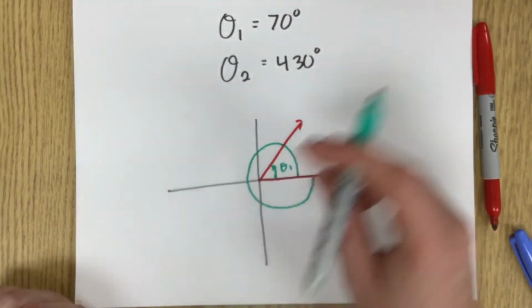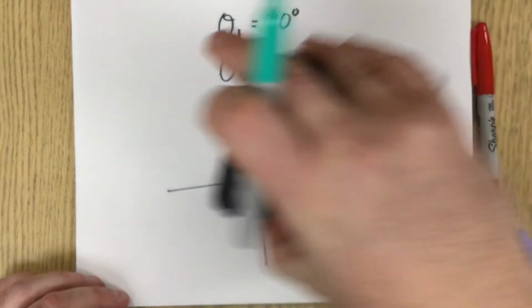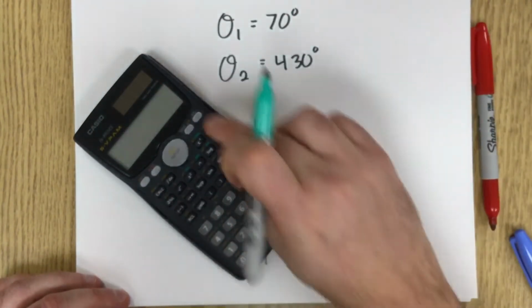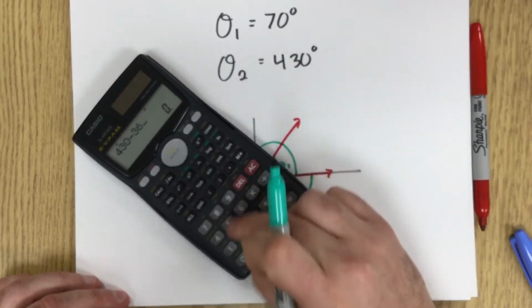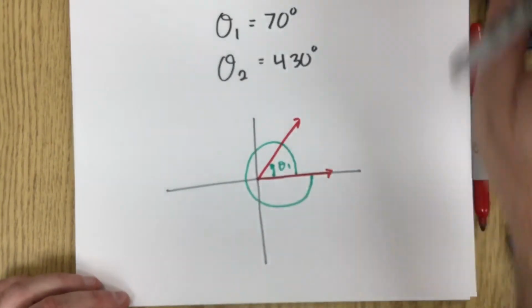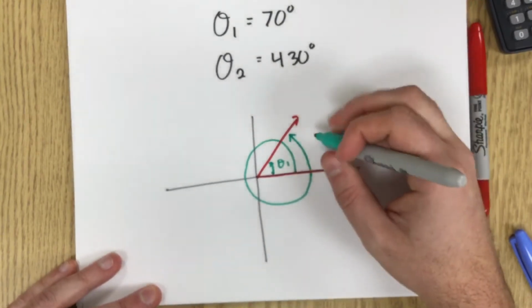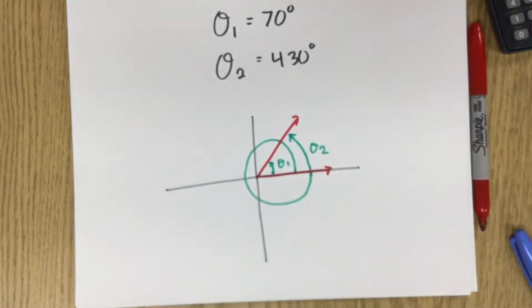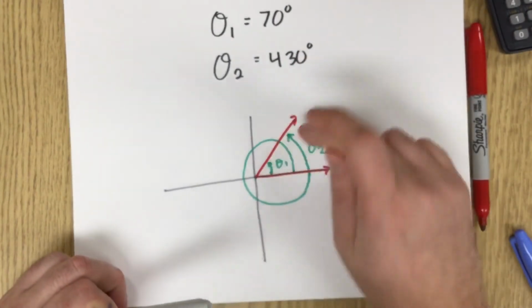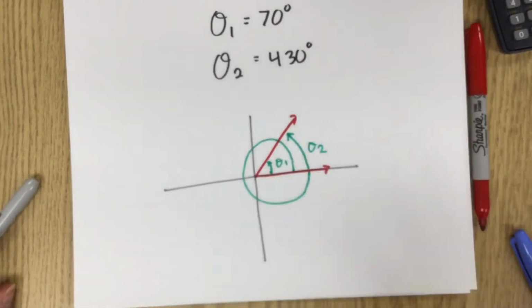that's going to be 360, and what's left over is 430 minus 360. Whoops. 430 minus 360 is 70. So it's actually going to go to the exact same spot. So that's theta 2. So if I was going to draw theta 1 and theta 2, you'll notice that the terminal arm ends up on the same spot.